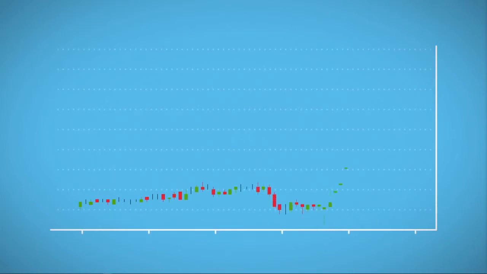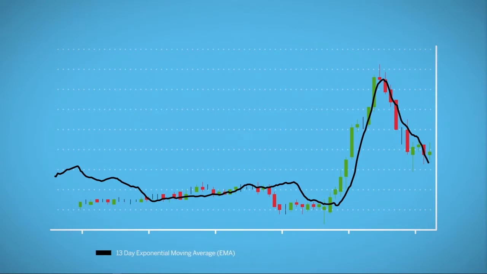Traders can also visualize short-term and long-term support and resistance on a chart by adding moving average lines of different time periods. For example, a trader could use the 13 EMA as a short-term indicator and the 200 EMA as a longer-term indicator on the same chart.